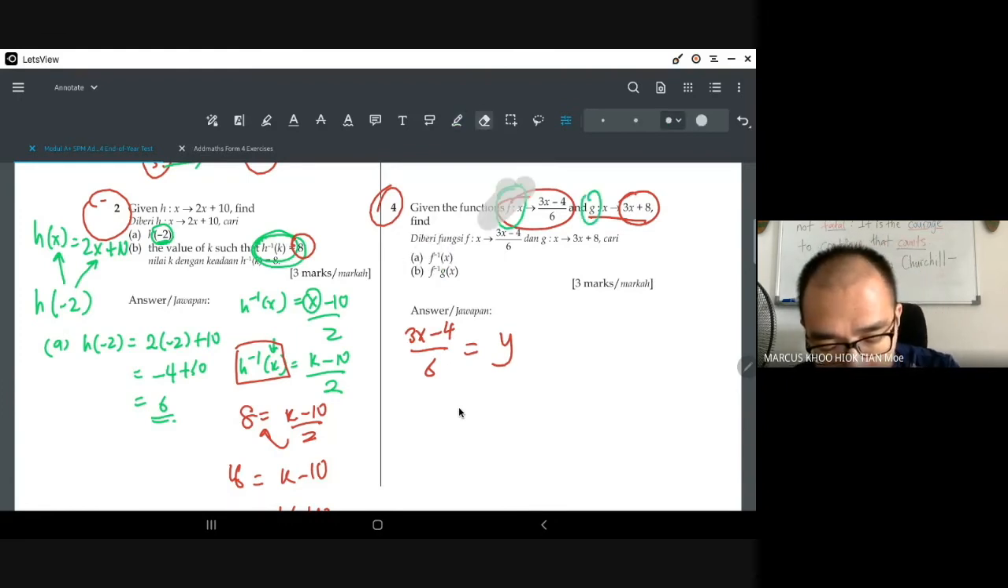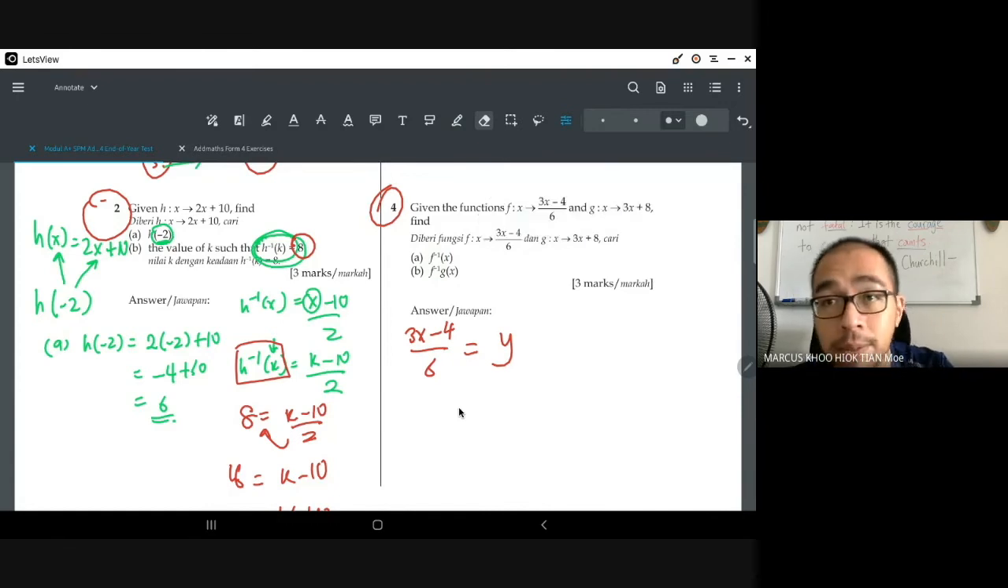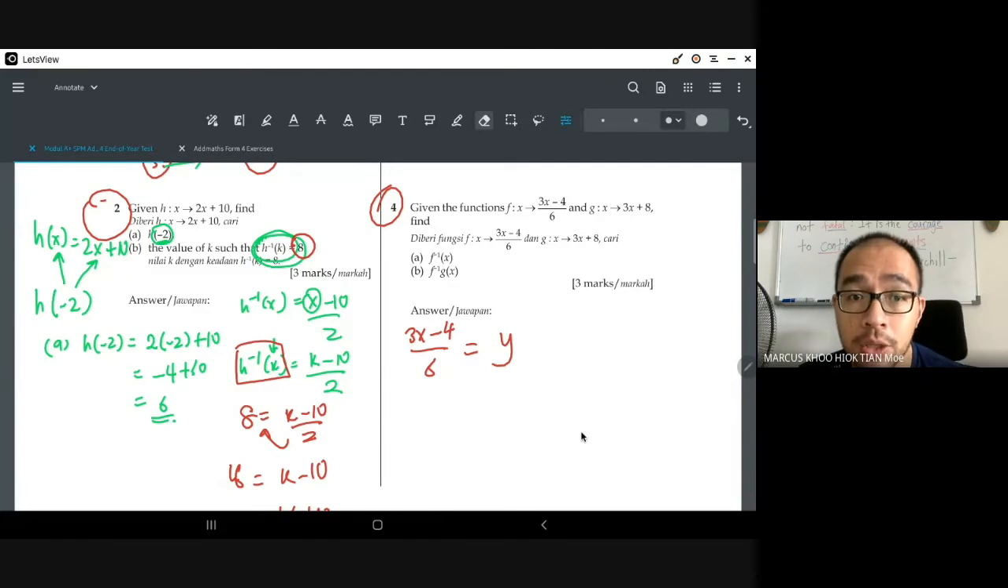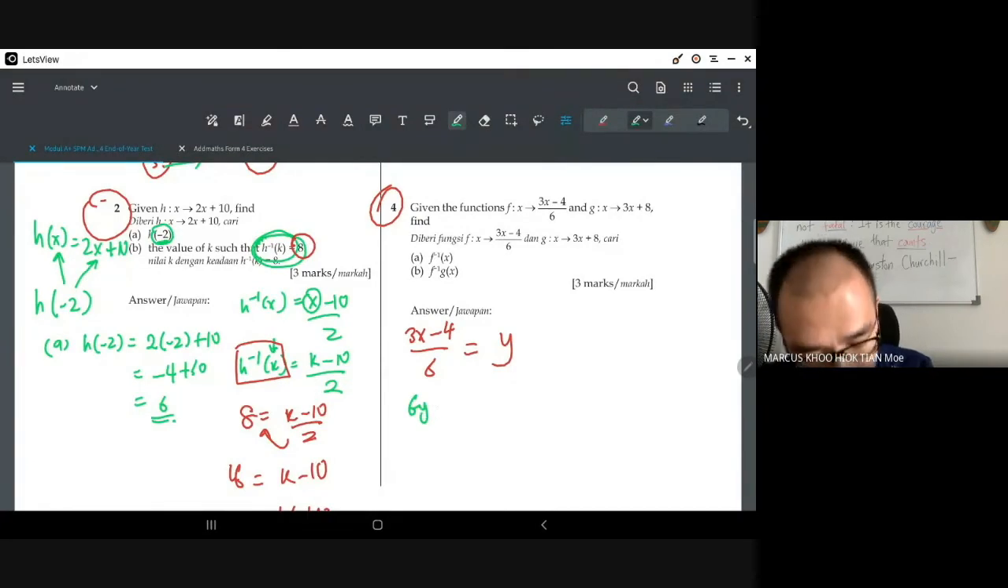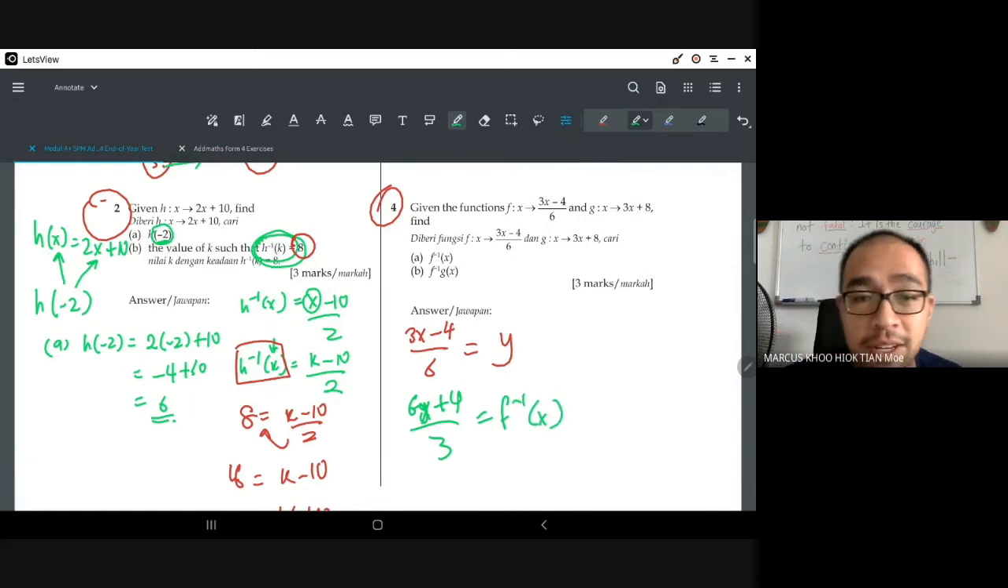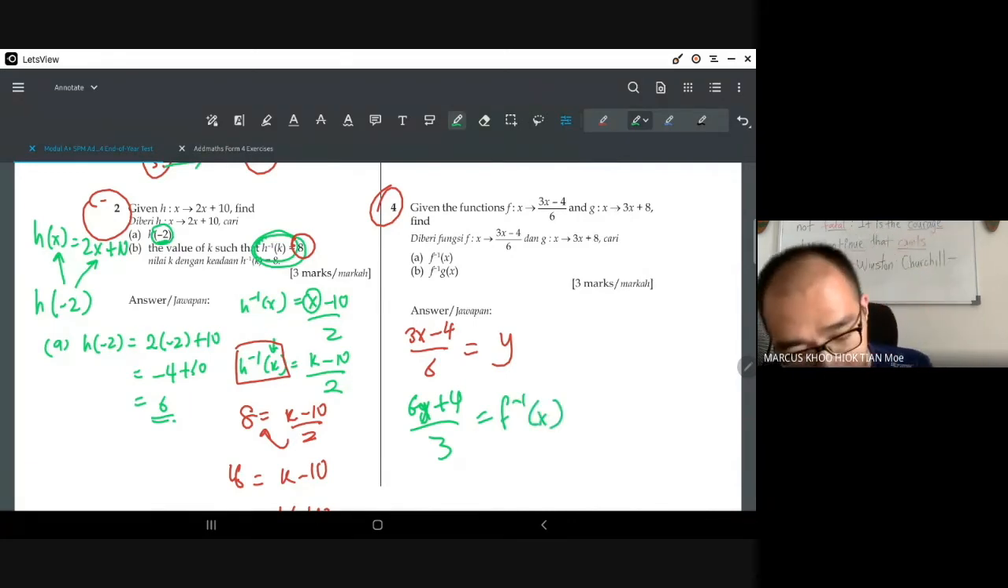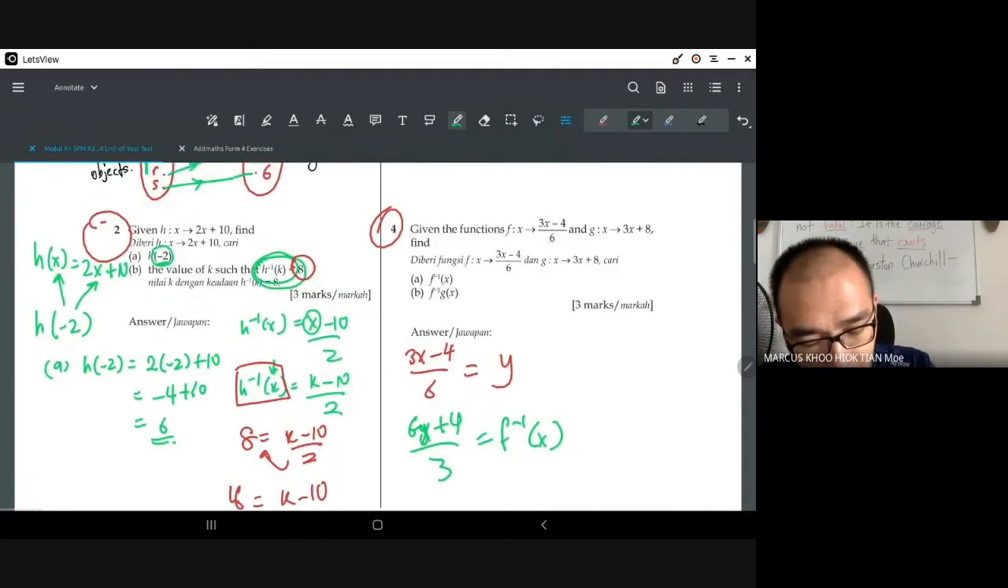So everyone, please find the inverse function of x. Again, I'm going to give you 2 minutes to do this, and then I'm going to call somebody to answer this. All right. Do it now. 6x plus 4 over 3 is your inverse function. And then after that, you composite this together with this.